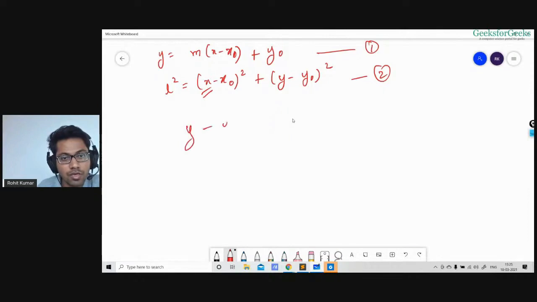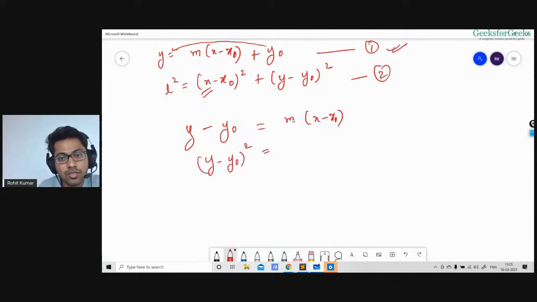So if I do y minus y naught equals m times x minus x naught, I am transforming my equation 1. I have moved this y naught from RHS to LHS. Now I'll square both the sides. So this becomes y minus y naught whole square equals m square times x minus x naught whole square, right? I have squared both the sides. Now I already have the value of x minus x naught whole square in equation 2.